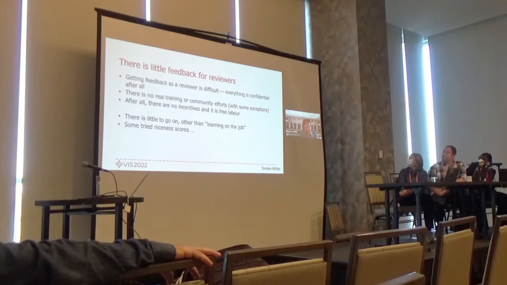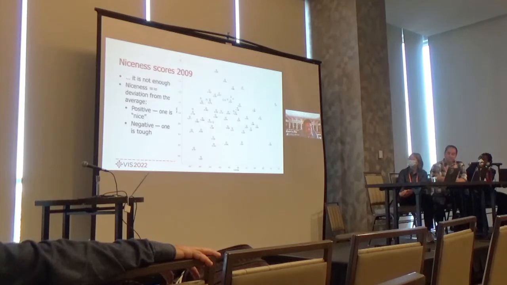And so if you want to improve, if you want to get feedback as a reviewer, there's really little to go on other than just learning on the job and seeing what the other people said to that paper. Some actually tried niceness scores. Here's what we did in 2009, and some people repeated that at a later point, where niceness gives you at least some sense of how your reviewing efforts or scores are doing compared to the other reviewers over multiple papers. So positive here is you're a nice reviewer, you give more than the average, and negative is sort of you're tough. And this at least gives you a compass of where you're at.